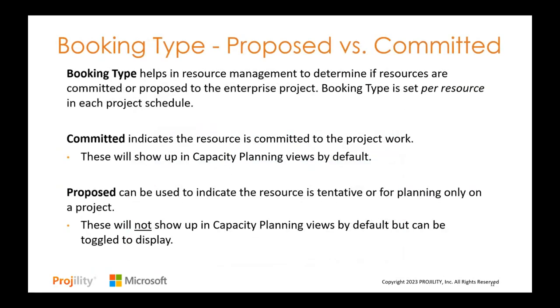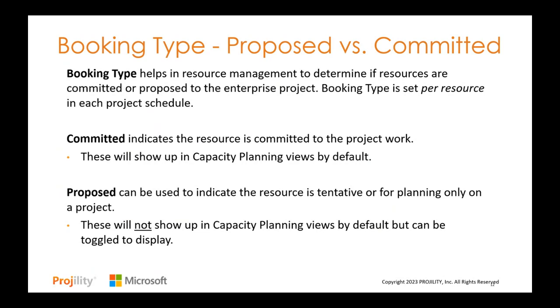When looking at your resource availability, another important factor to consider is booking type. This attribute is out of the box as part of that assignment information. And booking type helps in your resource management to determine if the resources are committed to that project or proposed. For each resource, you can set a default value. So if I have a resource that is committed, it indicates that that resource is committed to the project work, and it will automatically show up in all of your capacity planning views.